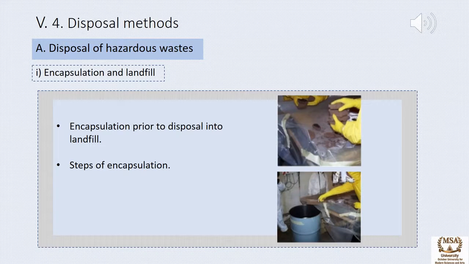Steps of encapsulation include removal of waste material from their secondary packaging but not from the primary one, filling a steel or plastic drum up to 75% with the waste. The remaining space is filled by cement, lime, or water. Drums are closed with lids and placed at the base of the landfill before finally covering with soil.